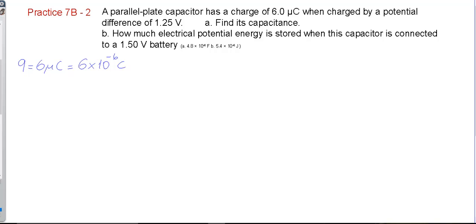When it is charged by a potential difference, delta V is given as 1.25 volt. And A, it says find the capacitance. A, capacitance wanted. B, same as previous: how much potential energy? Delta potential energy wanted, if delta V is 1.5 volt. Before we used 1.25 volt, now it says 1.5 volt.